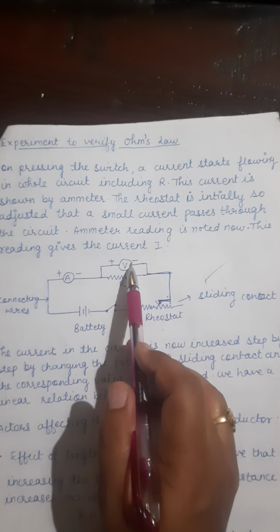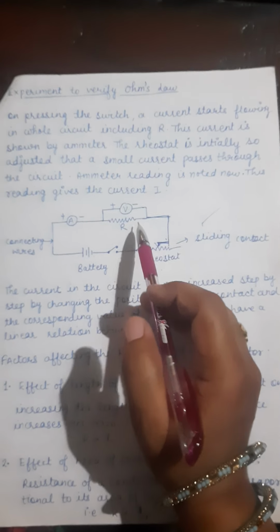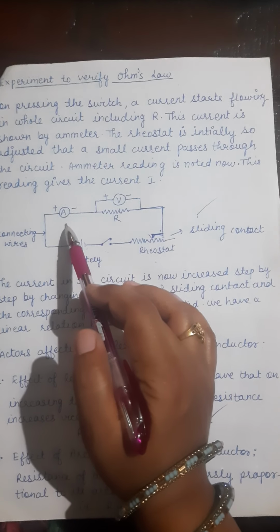Here is the voltmeter, which we have connected in parallel, and the voltmeter is the device which measures the potential difference in the circuit, and this is the ammeter. The ammeter is used to measure the electric current.